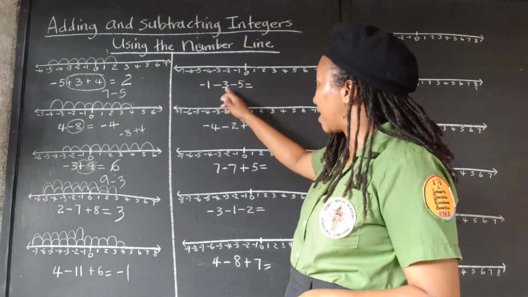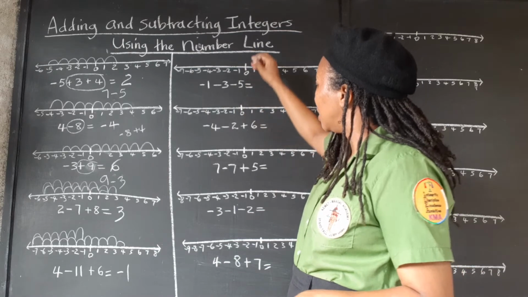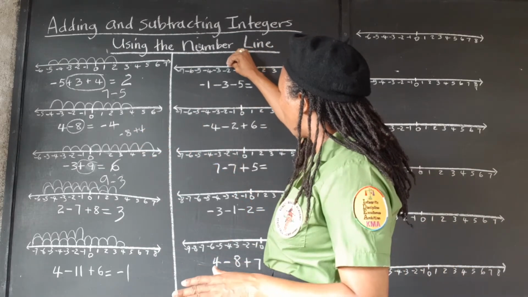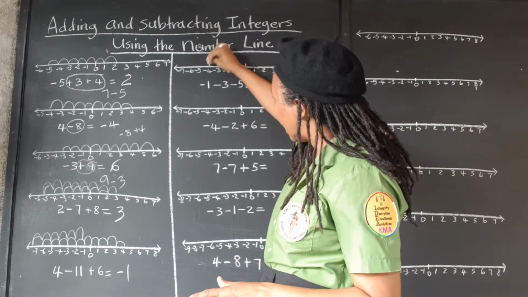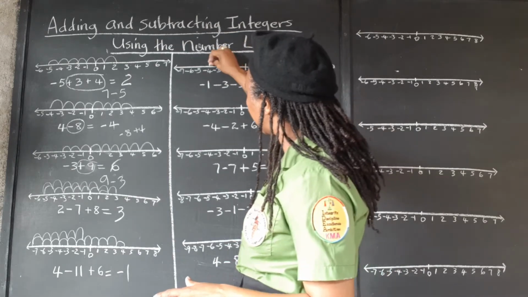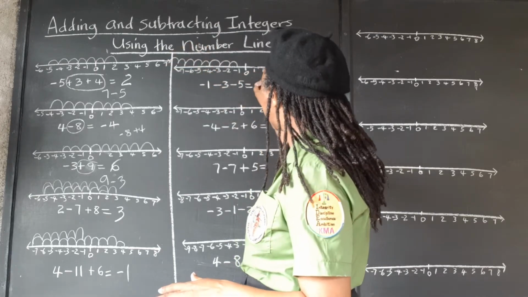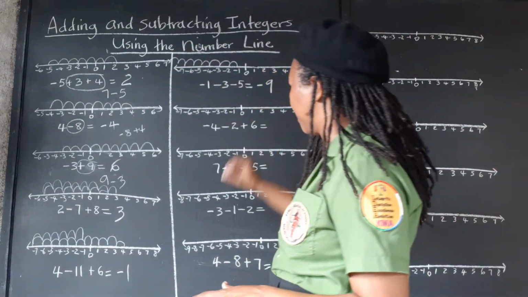Negative 1, take away 3, take away 5. So we start at negative 1, we're taking away, so we're moving to the left. 1, 2, 3, and then 5 places. 1, 2, 3, 4, 5. So that will take us to negative 9.